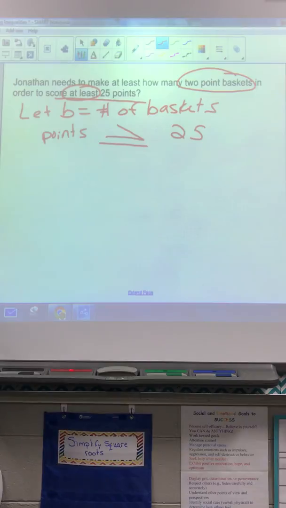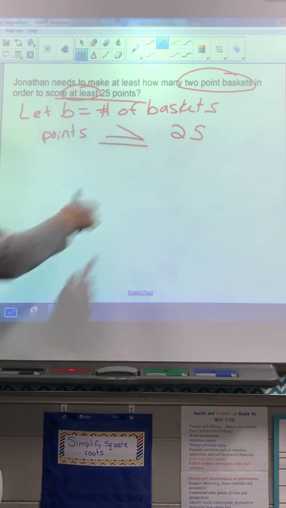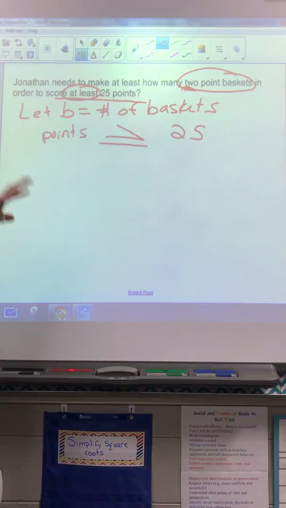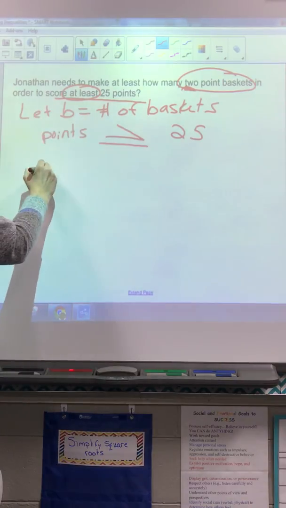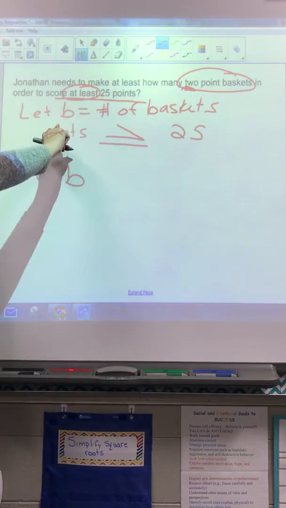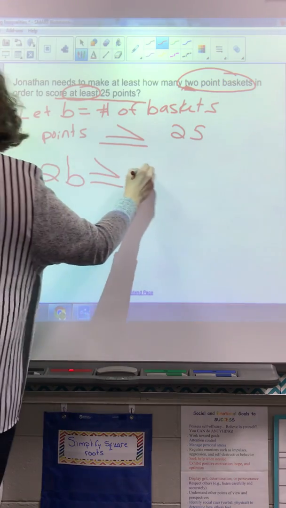Okay, now I need an expression for the points that he makes. If B is for baskets, how many points for one basket? 2, it says right there. How many points for 2 baskets? 4. So what are you doing to the 2? You're multiplying the 2 times the number of baskets that he makes. 2 times the number of baskets he makes will be the number of points that he makes. 2b is greater than or equal to 25.